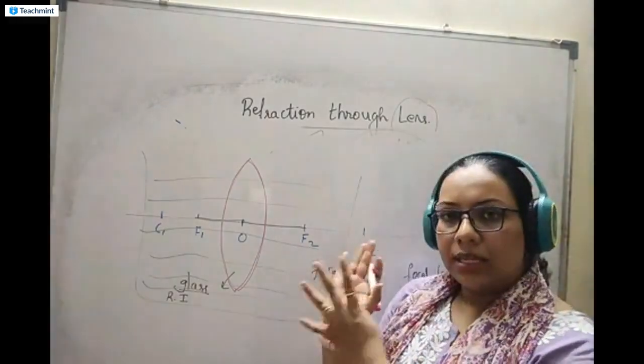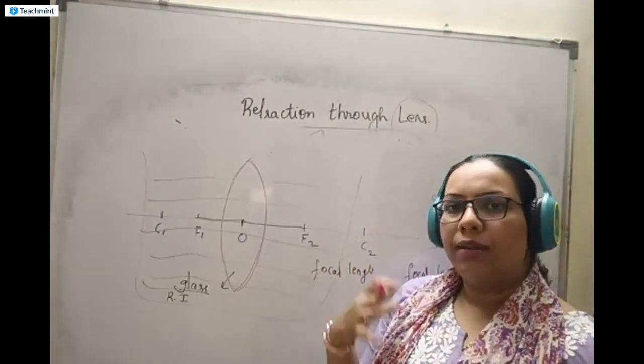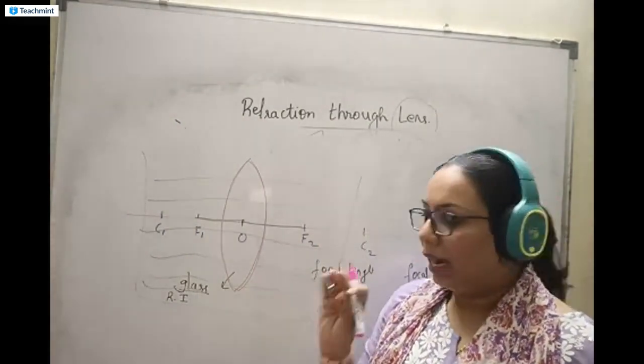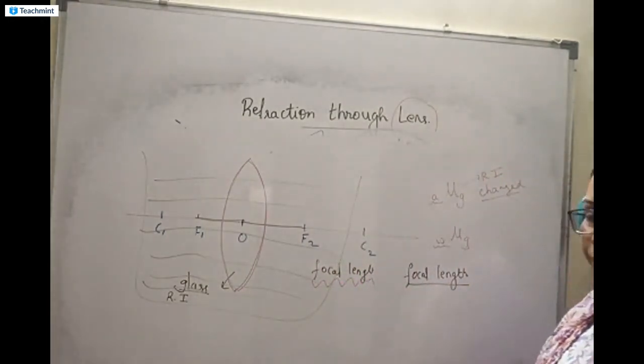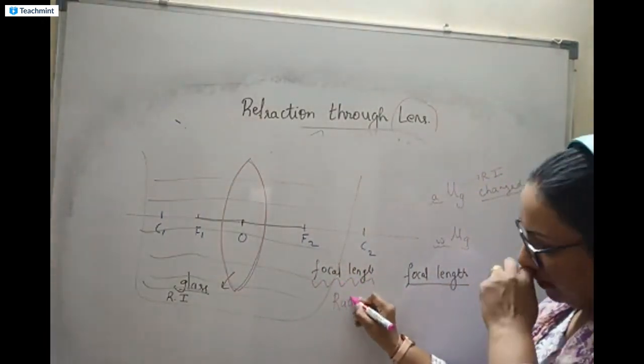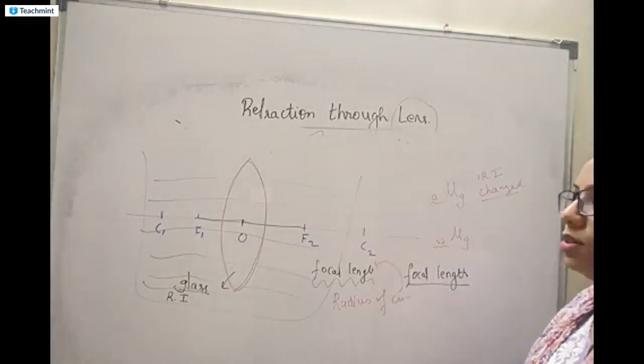Glass is fixed. Lens is made up of glass. It has its own refractive index. But because you have changed the medium, refractive index has changed. And if refractive index changes, focal length will change. And even radius of curvature. If you change radius of curvature, then also focal length is going to change.